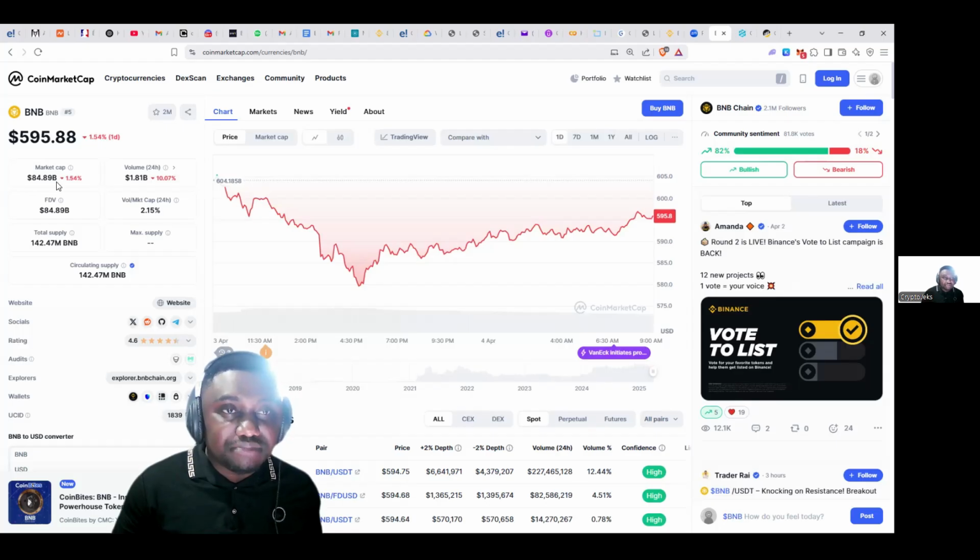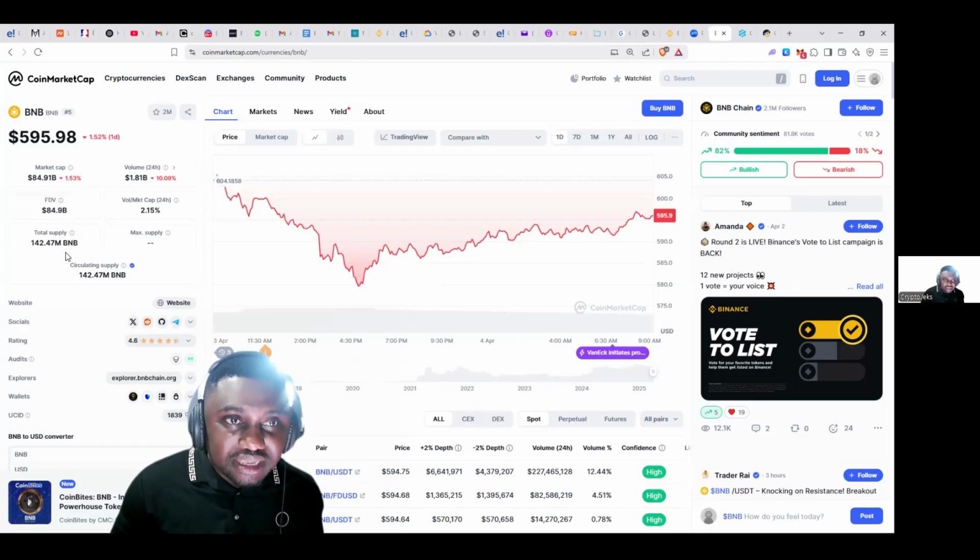So what this simply means is that as more people begin to buy BNB, the market capitalization is going to increase. And as it increases, the price of BNB will continue to what? Increase. As fewer people buy and more sell off BNB, the market capitalization will begin to reduce. And as it reduces, the price of BNB will continue to what?